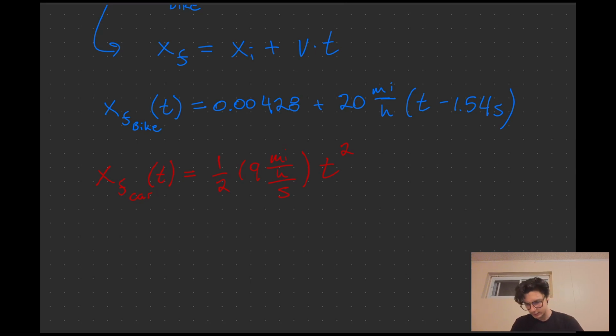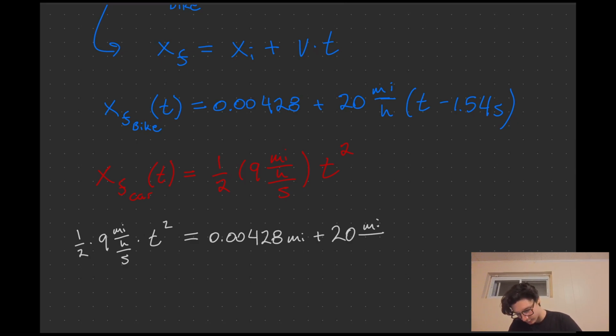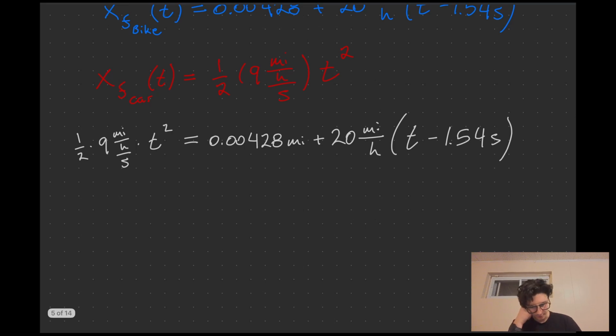So let's bring up the white color here. This is going to be 1/2 times 9 miles per hour per second times t squared. This is equal to 0.00428 miles plus 20 miles per hour. This is being multiplied by the time, and then you remove this little portion where the bike is not moving with constant velocity. Amazing. What can we do here? Well, I think we should move things to one side, right?